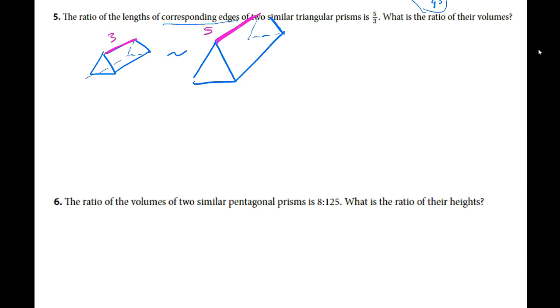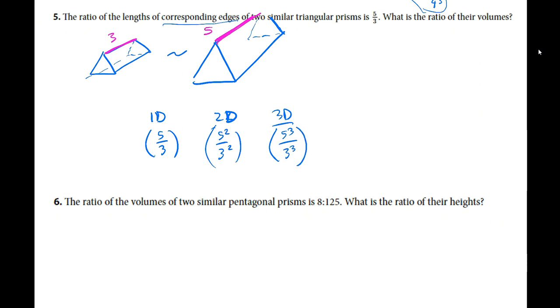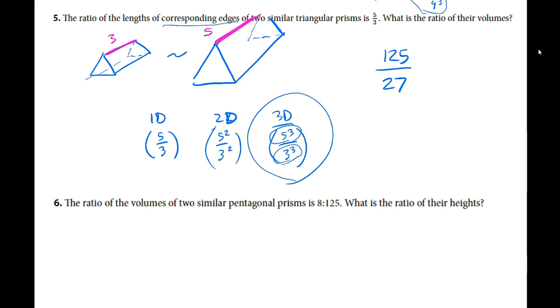So what that means is all of our 1D stuff is in ratio 5 to 3. All of our 2D stuff is 5 squared to 3 squared. And all 3D stuff is in a ratio of 5 to the third, 3 to the third. Okay, so let's see what it's asking. What's the ratio of their volumes? The ratio of their volumes is 5 to the third, that's 125, over 3 to the third, that's 27. And it can't be simplified because that's made of 3 primes and that's made of 3 different primes, right?